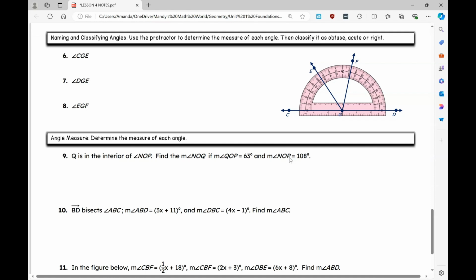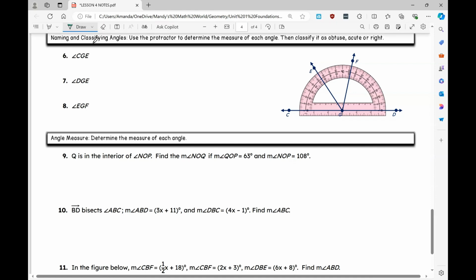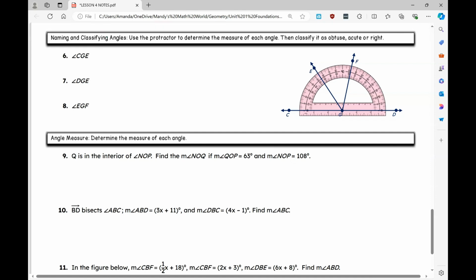Let's get started on the guided practice portion of the notes. Numbers 6 through 8, I encourage you to find the measure of each angle, then classify it as obtuse, acute, or right. Pause the video, try it on your own, and then we'll do it together.